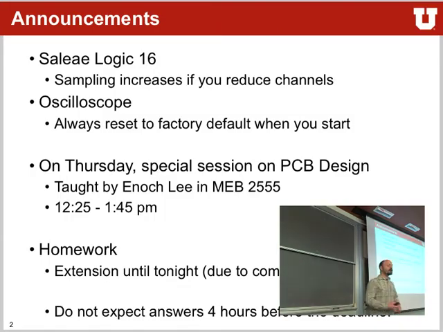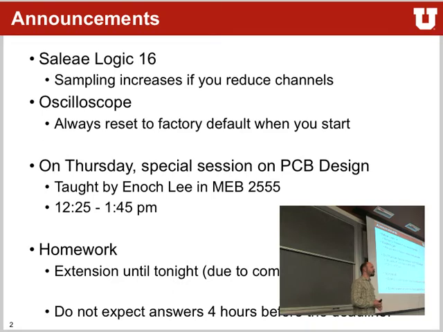A couple more pointers. The logic analyzers that we are using are the Saleae Logic 16. It has a really nice feature: if you choose not to use all 16 channels, but only a subset of the channels, it can go a lot faster and you can sample a lot faster. You can actually go up to 100 megahertz on just 2 channels, and then I think it's about 25 megahertz if you use 8, and 16 megahertz if you use all 16 channels. So sometimes if you need to look at a signal that's a lot faster, try to reduce the number of channels, and that way it can go faster.